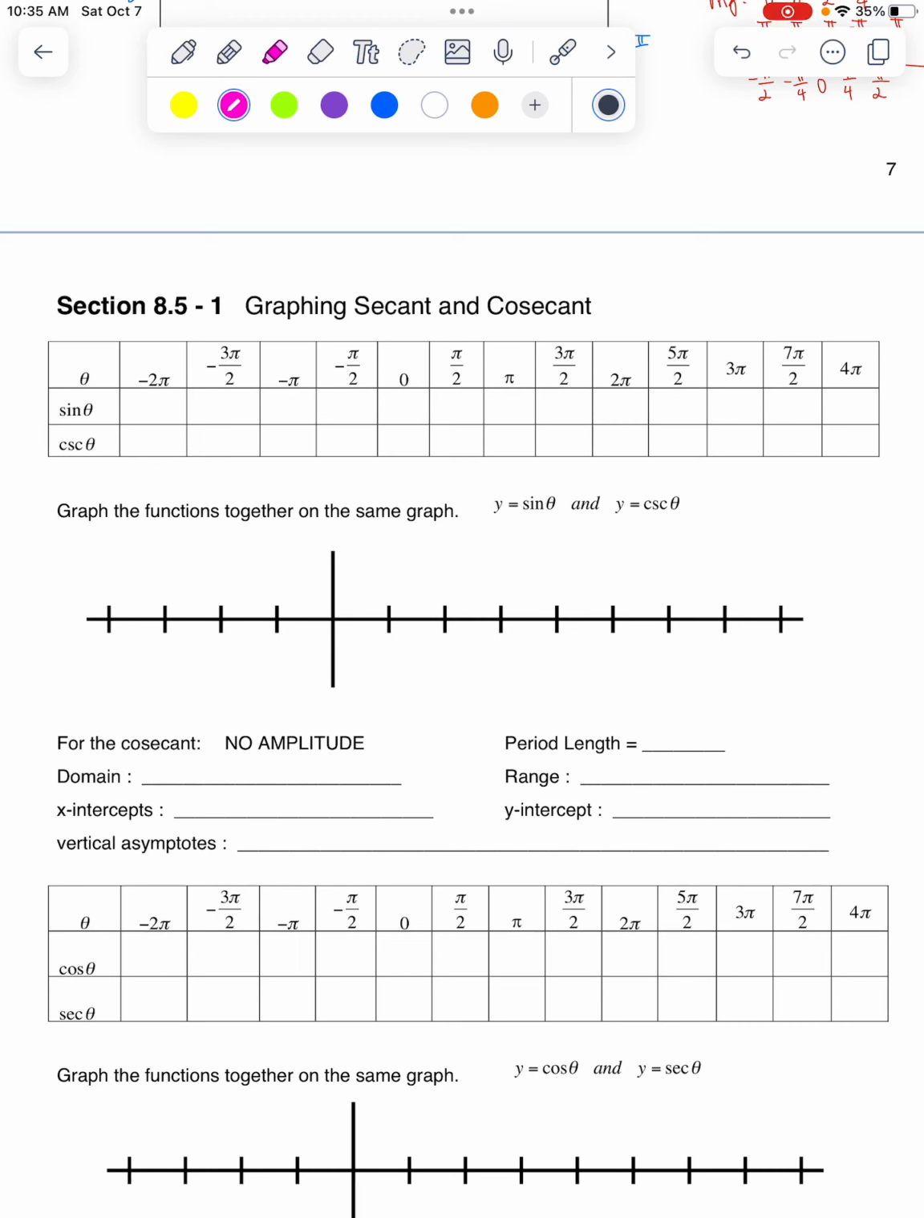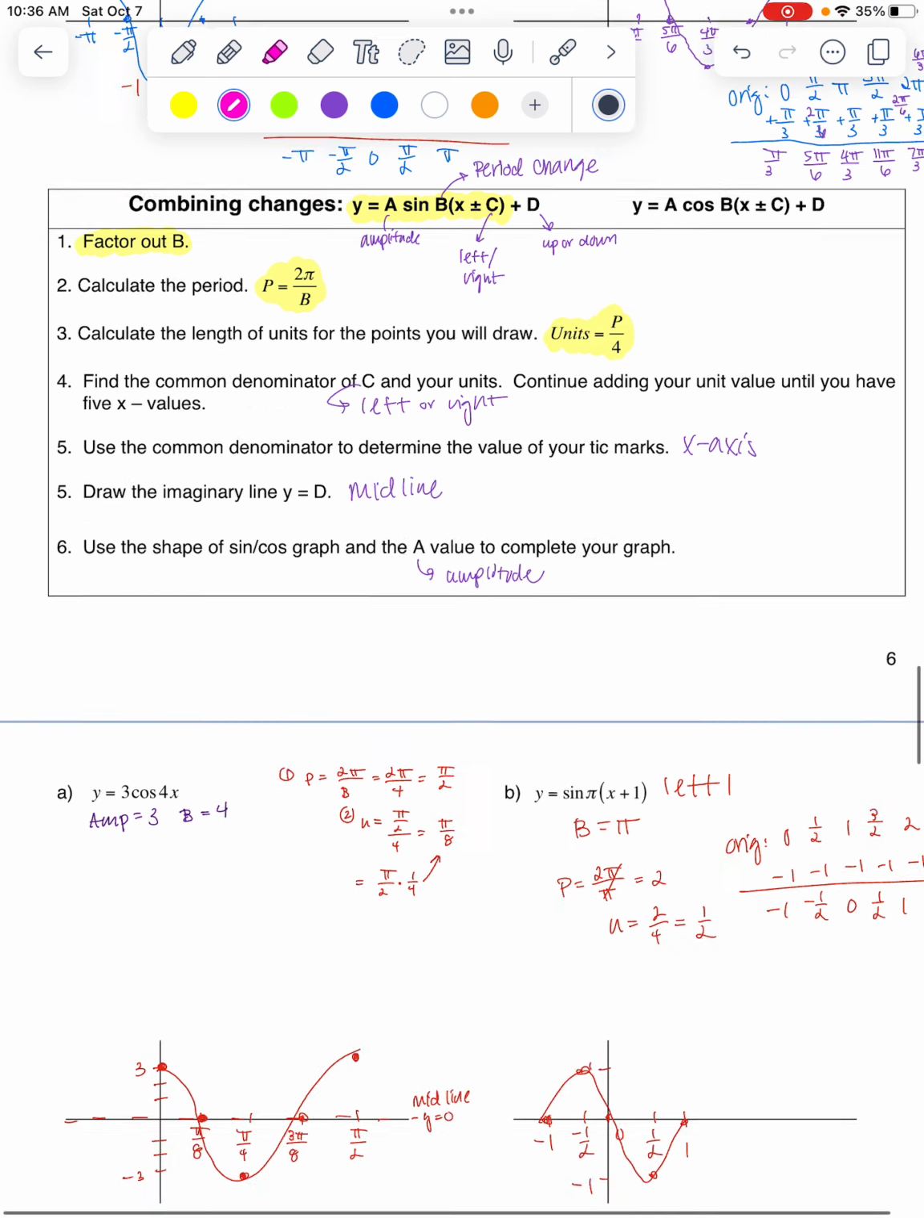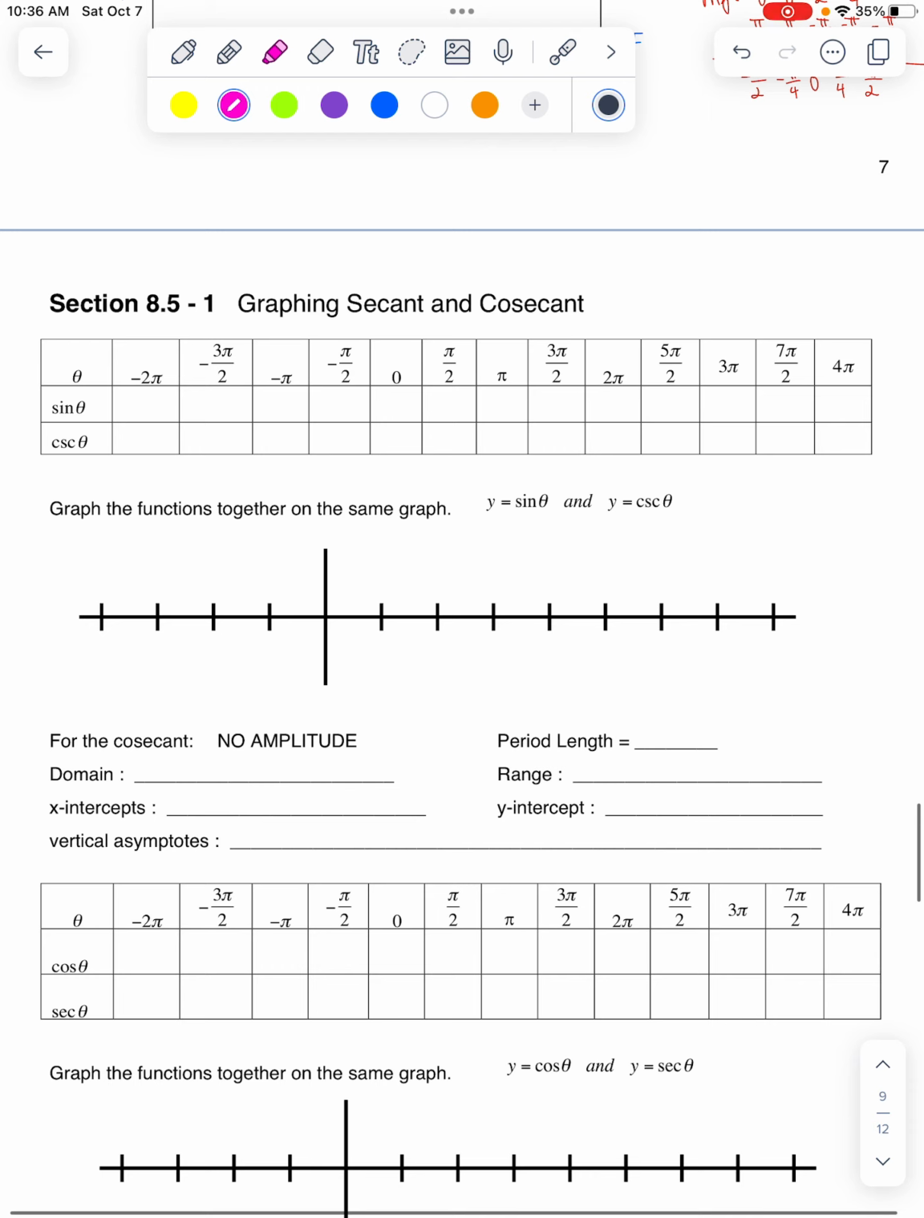Okay, we are on section 8.5-1. Now we are graphing secant and cosecant graphs. We already learned how to do the whole standard form, combining all of our different changes: we had our amplitude, we had our period change, we had whether or not we're going left or right, our horizontal translation, and then up and down, which is our vertical translation, right? Now we're going to take everything and start graphing secant and cosecant graphs.